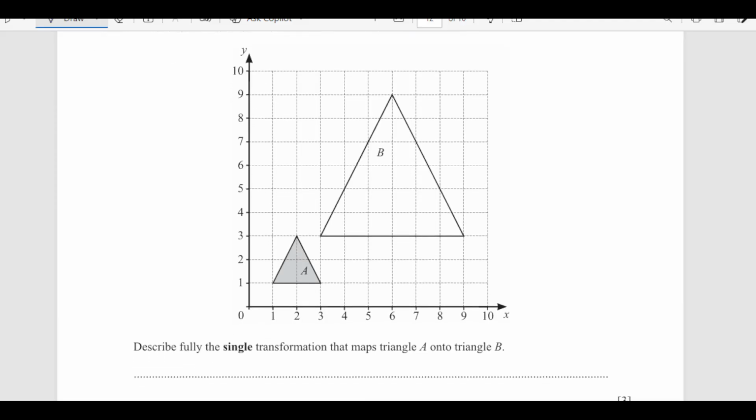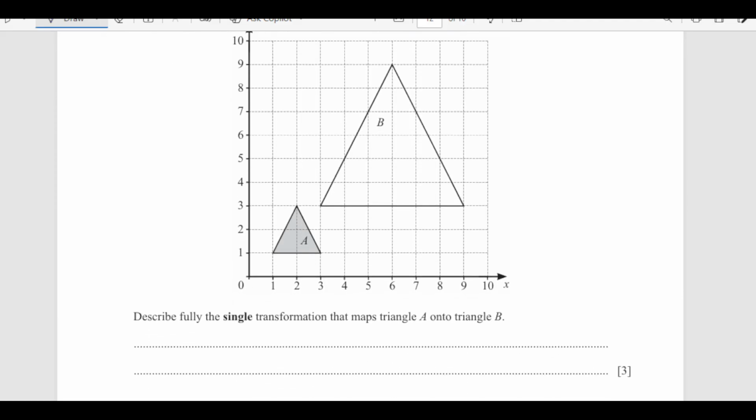Now number 22, the diagram shows triangle A and B. Describe fully the single transformation that maps triangle A onto triangle B. If you look from A to B, B is larger than A, so this is an enlargement, right? For the enlargement we need the scale factor. If you see these sides, we have 1 2 3 4 5 6, so 6 sides. 6 divided by 2 is 3. Scale factor is 3.